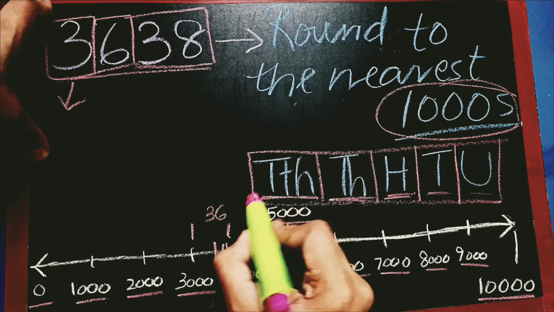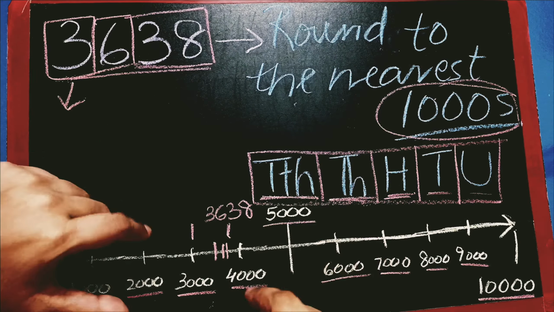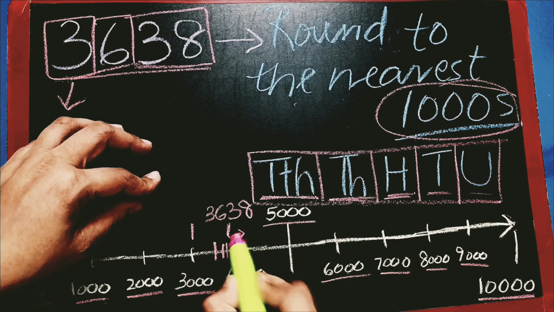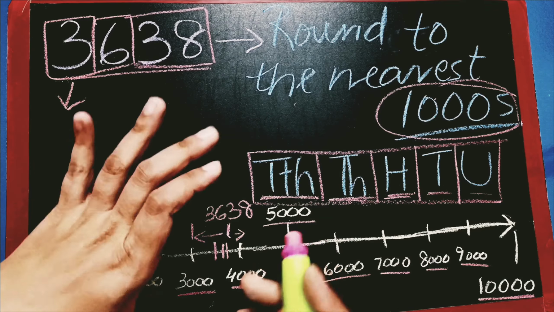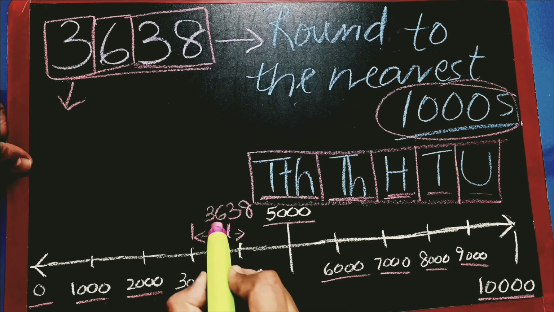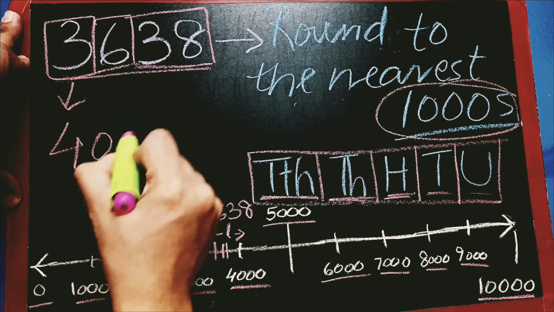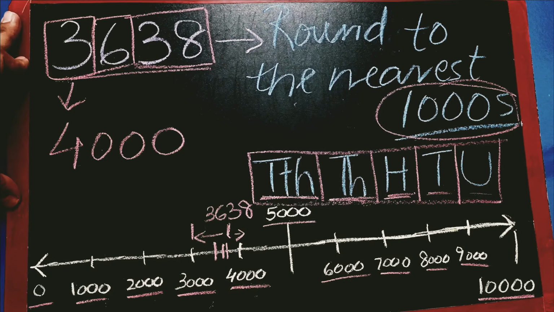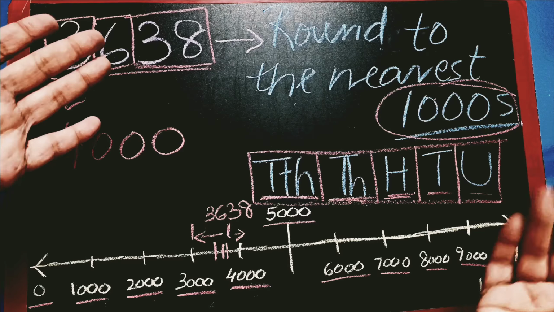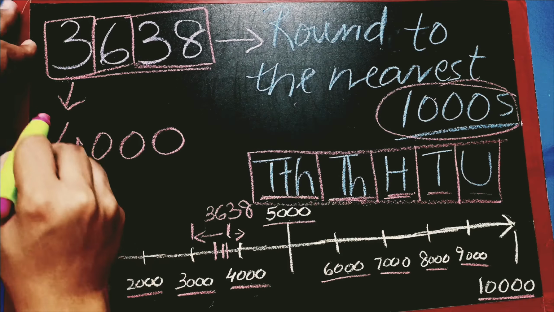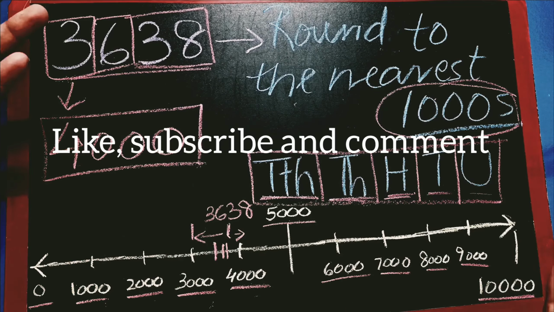All right, so it is actually nearer to 4000, and it is farther from 3000. So we will round it off to 4000, because we have to round it to the nearest thousands. So we round it towards 4000 because it was nearer to 4000.